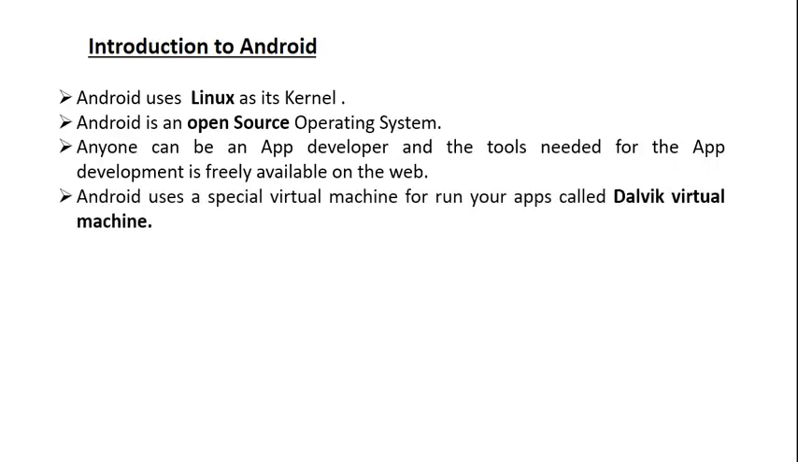Android uses a special virtual machine to run your apps called the Dalvik virtual machine. We all know that when you compile a Java class, it will be converted into Java bytecode. So for executing that Java bytecode, we need some virtual machine. But in the case of Android, we need a special virtual machine called the Dalvik virtual machine.